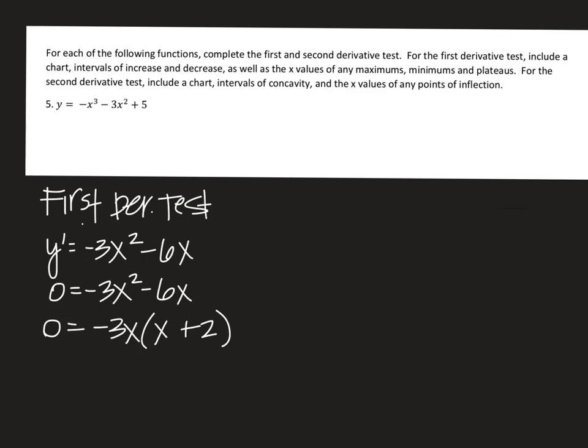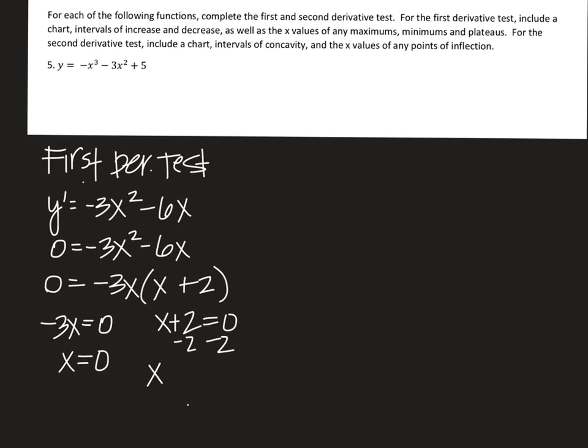So once I've factored, I can set each of those equal to 0 and solve. So I have negative 3x is equal to 0, and dividing both sides by negative 3, I get x equals 0 as one of my values. And then I can set x plus 2 equal to 0. Subtracting 2 from both sides, I get x is equal to negative 2.